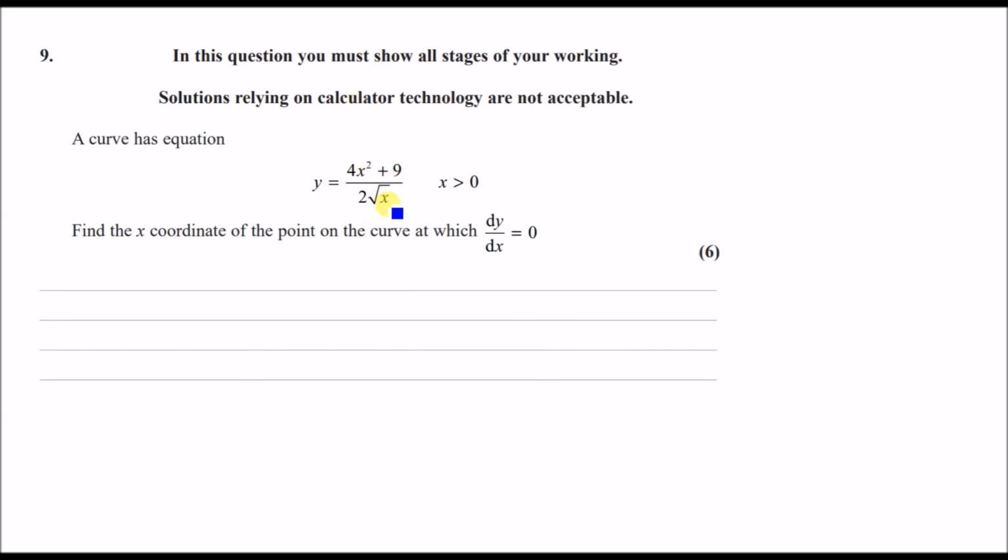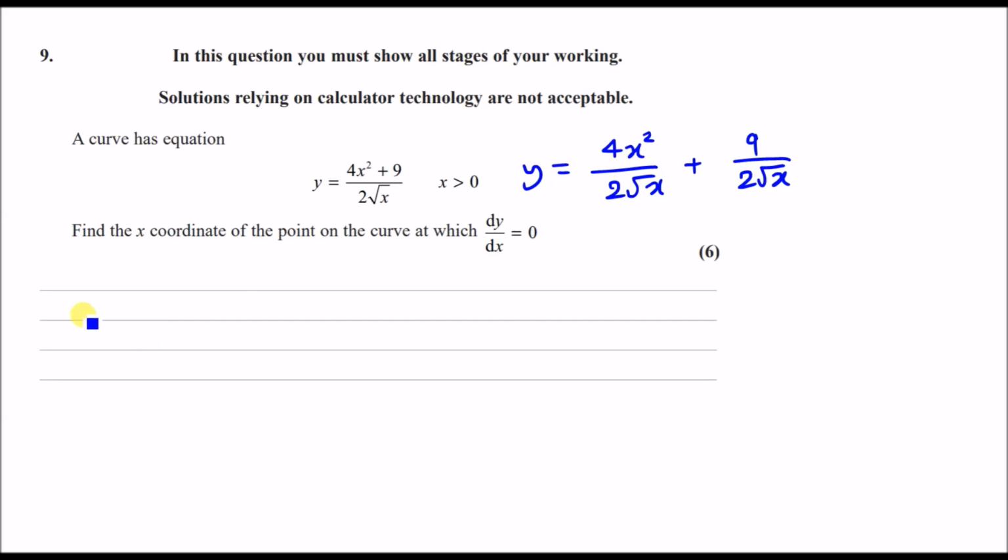Now to get this equation to dy dx, we need to rewrite this into index notation, yeah? So my advice is, because you're dividing the whole top by 2 root x, we can partition the fraction. We can say, let y equal 4x squared over 2 root x plus 9 over 2 root x. And then we should just try and simplify this as we go.